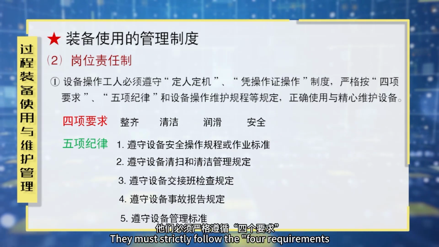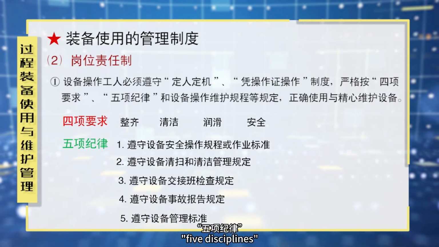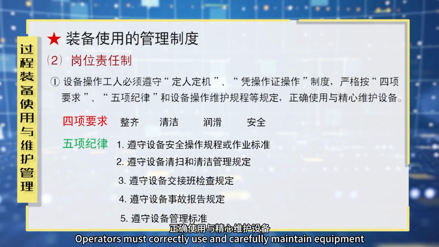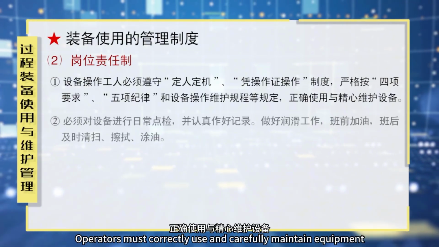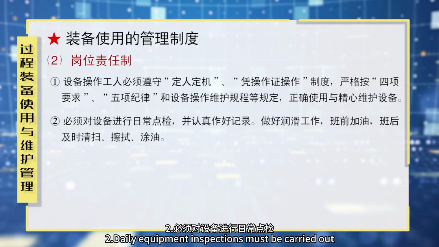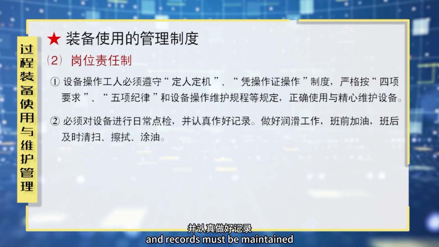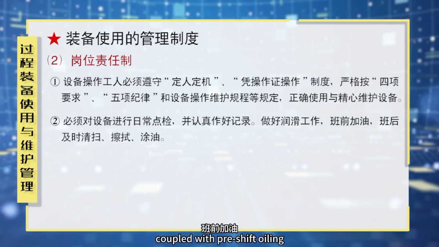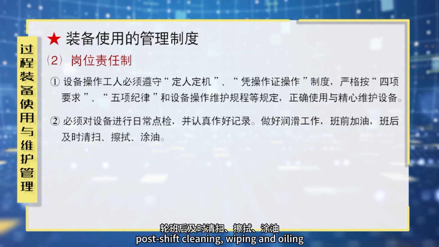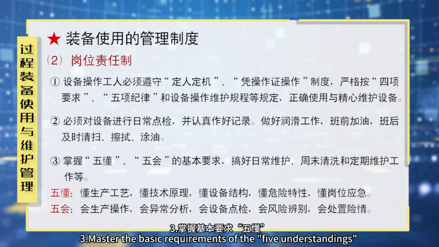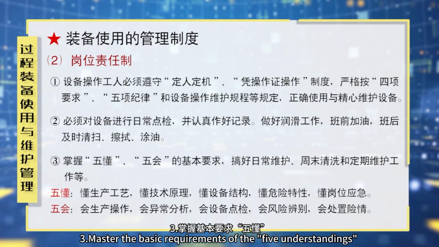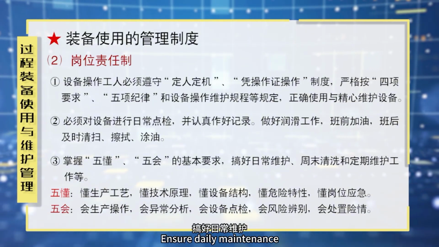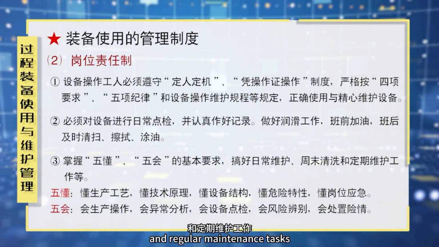They must strictly follow the 4 requirements, 5 disciplines, and equipment operation and maintenance procedures. Operators must correctly use and carefully maintain equipment. Second, daily equipment inspections must be carried out, and records must be maintained. Lubrication must be performed, coupled with pre-shift oiling, post-shift cleaning, wiping, and oiling. Third, master the basic requirements of the 5 understandings and 5 skills. Ensure daily maintenance, weekly cleaning, and regular maintenance tasks.